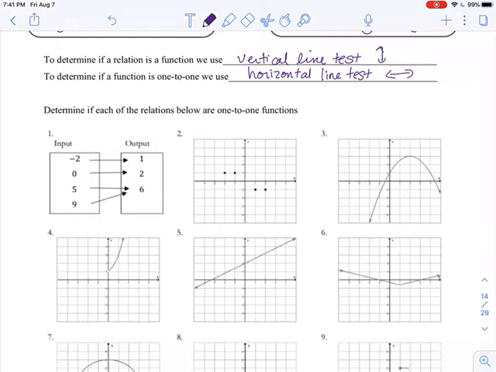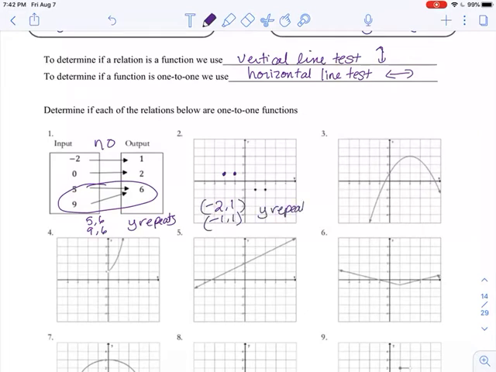-2 goes to 1, 0 goes to 2, 5 goes to 6, and 9 goes to 6. Basically, I have 5 going to 6 and I have 9 going to 6. The y repeats. So this is not a one-to-one function because this repeats right in here. Number 2, I have the points -2, 1, and -1, 1. So once again, the y is repeating. So it is not a one-to-one function.